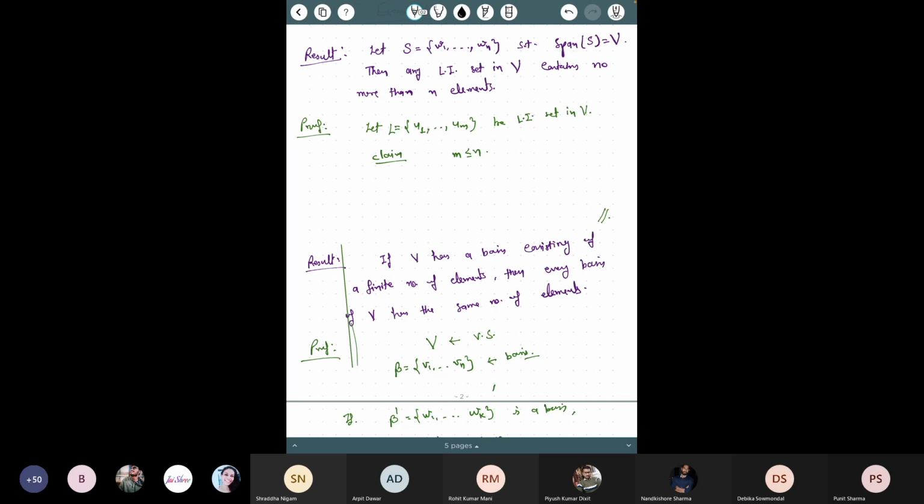Whatever argument you gave, I said okay, this is true, that is not true, just because some of you noticed that L has to be contained in S, and I missed that. Now, what would be the other way to prove this? Sir, basis should be the maximum Li set.